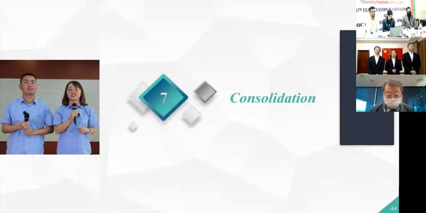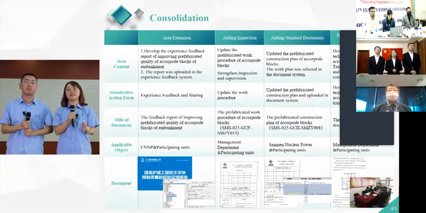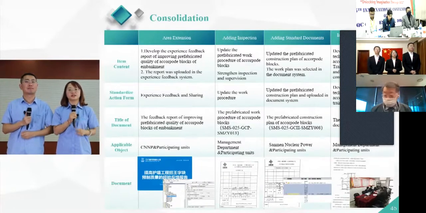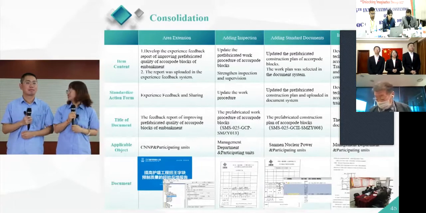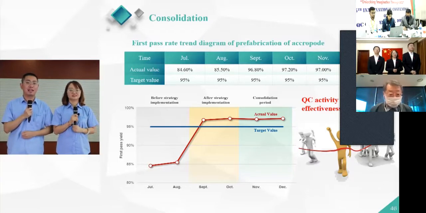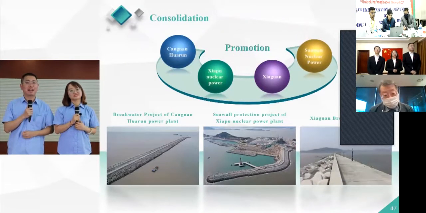Chapter 7, Consolidation. Our team consolidated the effective methods and standardized the methods from air extension, ending inspection, ending standard documents, and improvement of individual skills. After implementation of consolidation, the first pass rate of acropod blocks prefabricated from October to December 2018 all reached 97%. These charts and data also demonstrated that our measures are effective and stable. After that, we shared findings of this project with peers and made productive contribution.